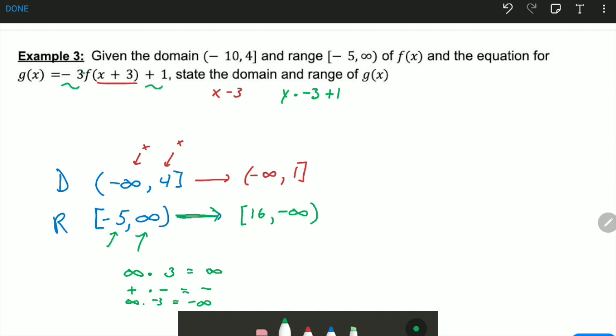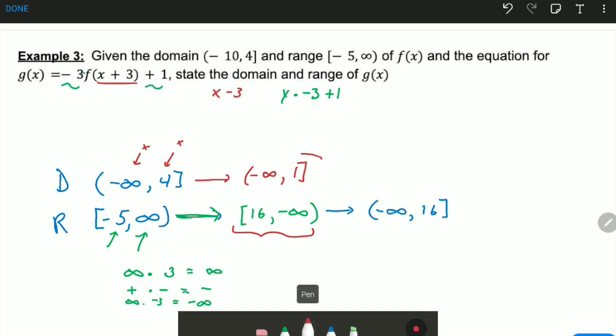We have a problem though with our range here. When you do range and domain using interval notation, the smaller number has to come first. So you can see that whenever we multiply by that negative for the range, it changed which one was smaller. So we're going to have to just rewrite it one last time for the range as negative infinity to 16. Negative infinity is not included, but the 16 is. And there we have it.